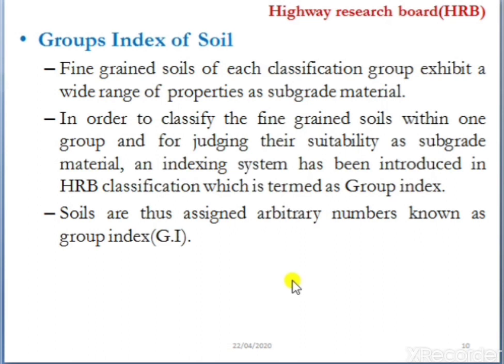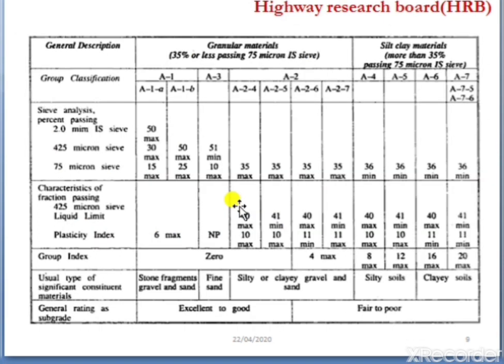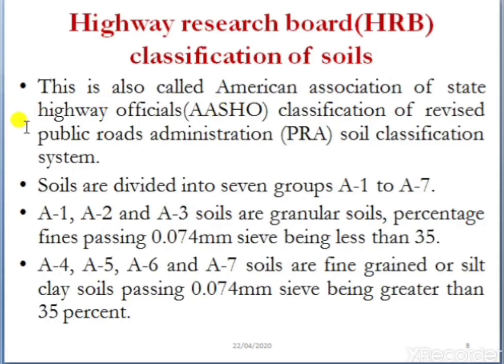Next, coming to the group index of soil. It is also called GIS or GI. So what is the group index of soil? We saw that there are 7 classifications of soil under HRB, that is, under the Highway Research Board we have 7 classes. So the soil is divided into 7 groups, and in each group we have some percentage of fine clay or fine soil.